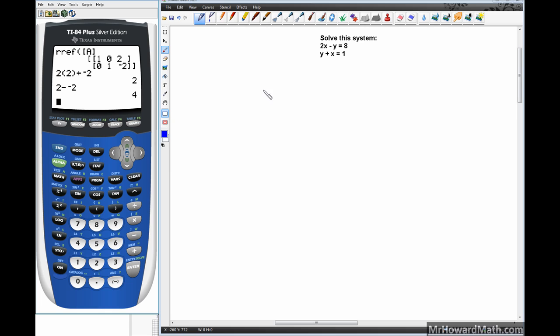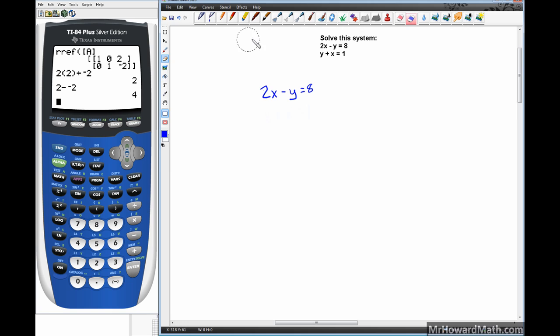Right now we have 2x minus y equals 8. That's in the right order. And then we have y plus x equals 1. These are not stacked correctly. We have an x over y and a y above the x. We can't have this. So we need to erase this one, and we just need to rearrange it.